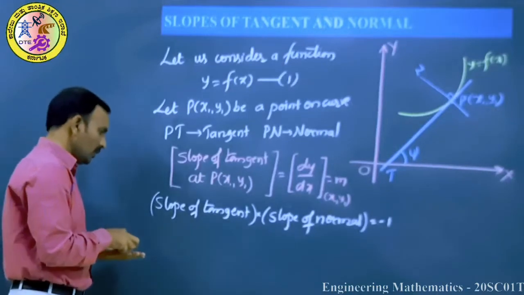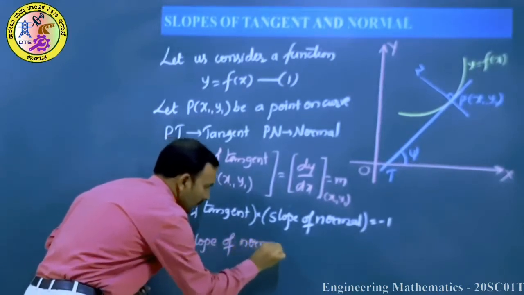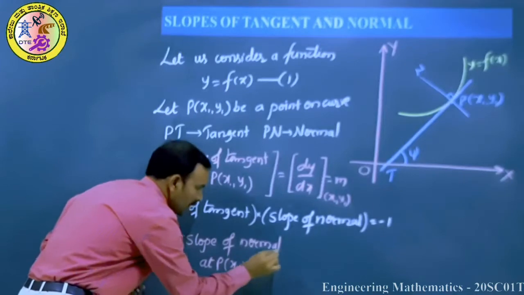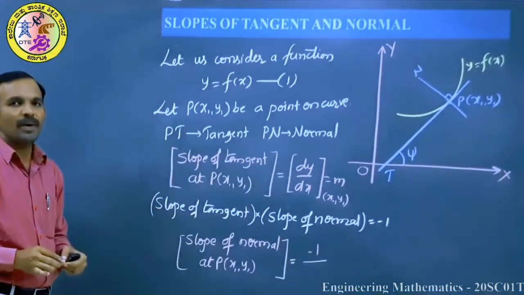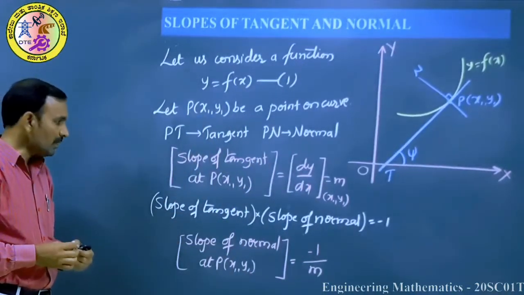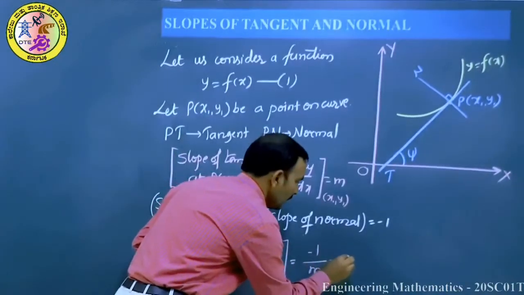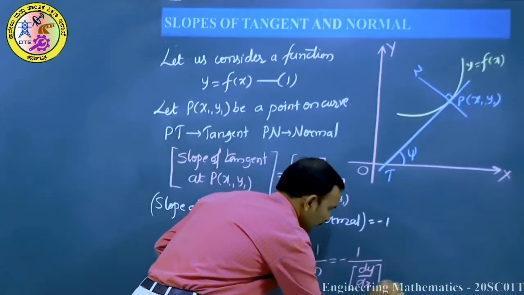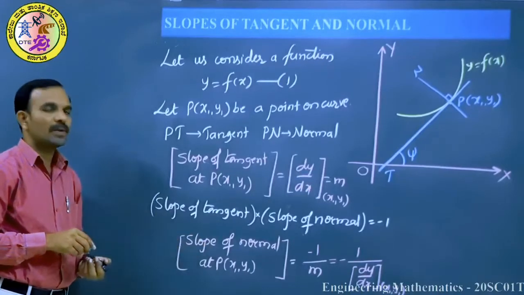Slope of normal at P(x1, y1) is equal to minus 1 divided by the slope of tangent. What is the slope of tangent? It is m. So I am writing directly in one step, minus 1 by m. The slope of tangent is dy by dx at (x1, y1), so the slope of normal is minus 1 by dy by dx at (x1, y1). Now this is the slope of tangent, and this is the slope of normal.